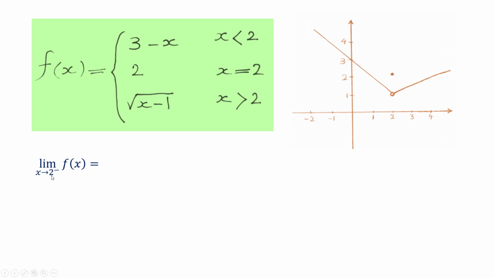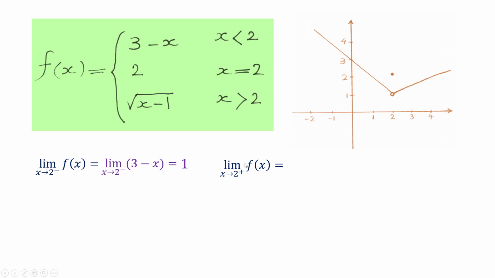We know that when x approaches 2 from the left, the values of x are less than 2. And our function is equal to 3 minus x when x is less than 2. So the left limit of our function is equal to the limit of 3 minus x as x approaches 2 from the left. And to find this limit, we just need a simple plug-in. If we substitute 2 for x, we have 3 minus 2, which is equal to 1. So the left limit of our function is equal to 1.